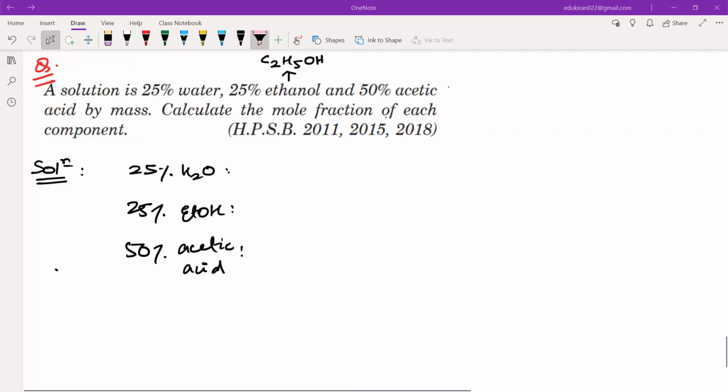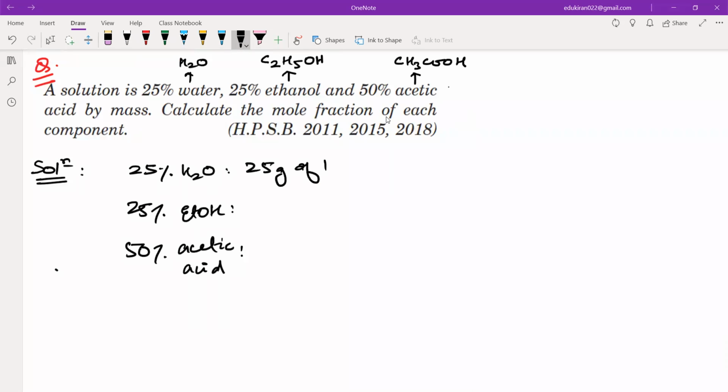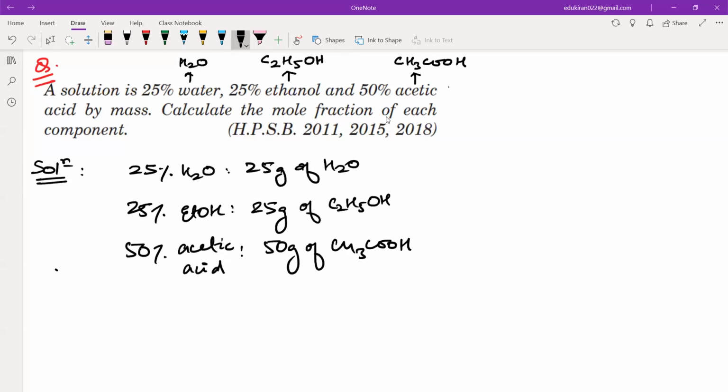वाटर का फॉर्मूला लिख रहे हैं आप? हाँ मोहम्मद उमर, चलिए यहाँ पे तो ये वाटर H2O है। ठीक है। दैट मीन्स 25 grams of H2O is there, 25 grams of C2H5OH is there, and 50 grams of CH3COOH is there। ठीक है। इन तीनों के लिए आपको क्या निकालना है?